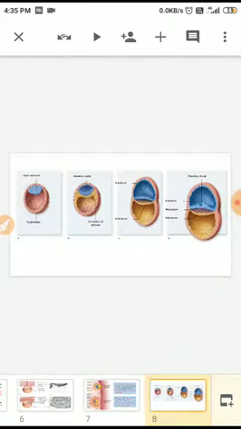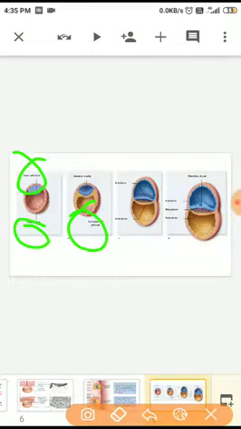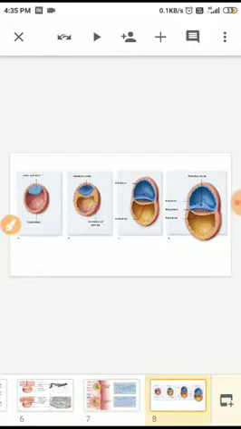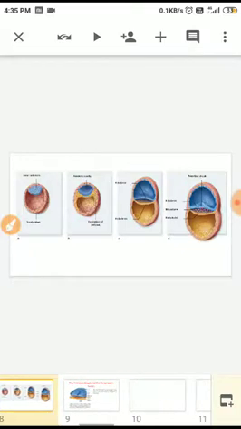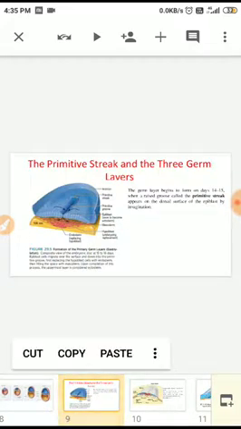You have to see the trophoblast here and the inner cell mass, the amniotic cavity, the formation of the yolk sac, the ectoderm and the endoderm. The primitive streak arises in between, which gives rise to three layers. And next is the primitive streak and the three germ layers.